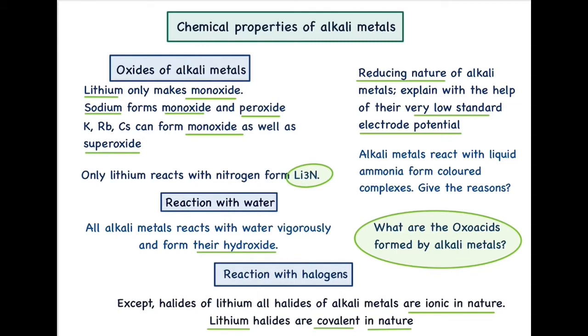They react with halogens to form halides, and except halides of lithium, others are ionic in nature. They possess good reducing characteristics which can be explained using their low standard electrode potential. What is the reason behind the color formation when alkali metals react with liquid ammonia is also an important topic. Also, the types of oxoacids alkali metals can form. That is also an important section coming under this topic.